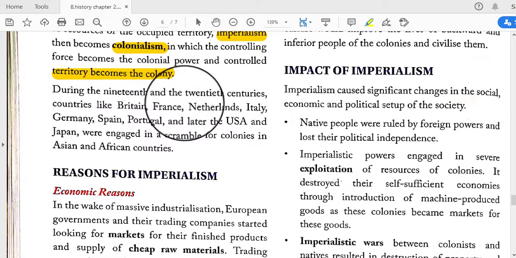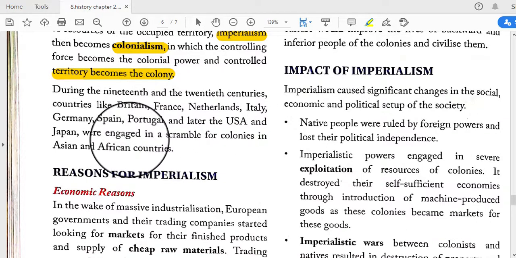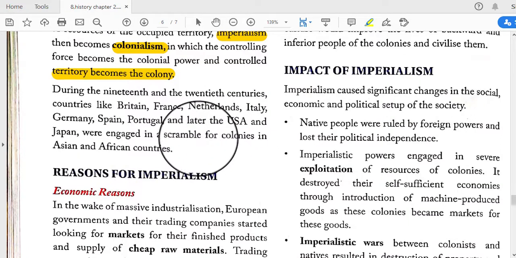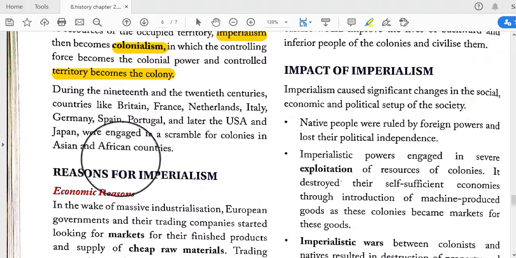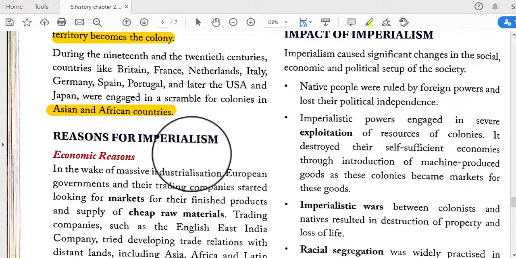During the 19th and the 20th century, countries like Britain, France, Netherlands, Italy, Germany, Spain, Portugal, and later the USA and Japan were engaged in the scramble for colonies in Asian and African countries.